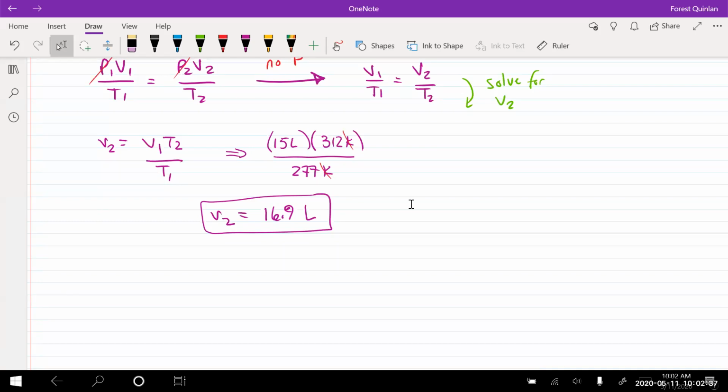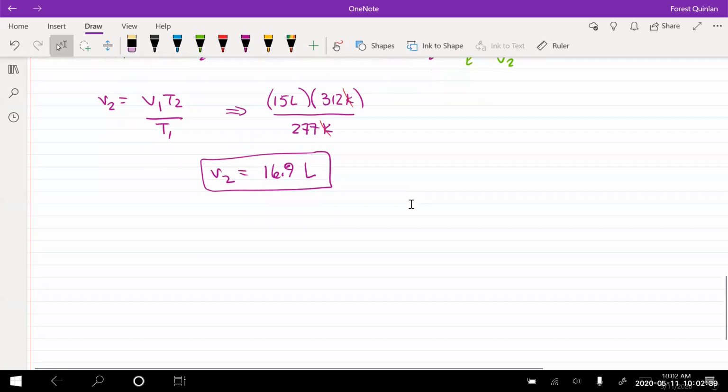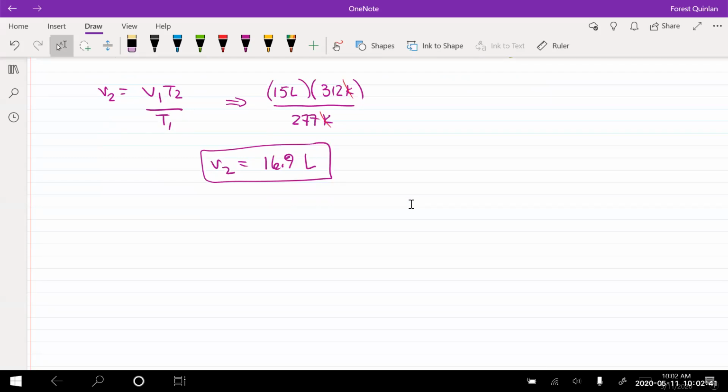All right, just to show you that all of these temperatures are relative. Let's do another one. Let's do something bigger than that. Let's do a 750 milliliter sample.